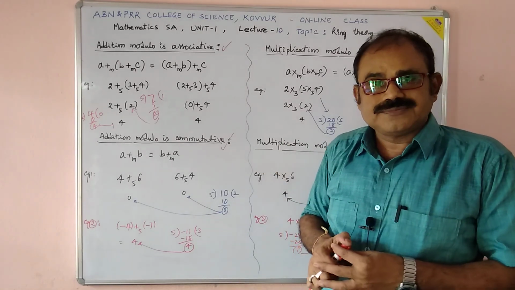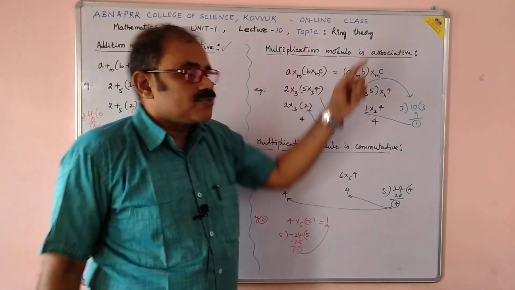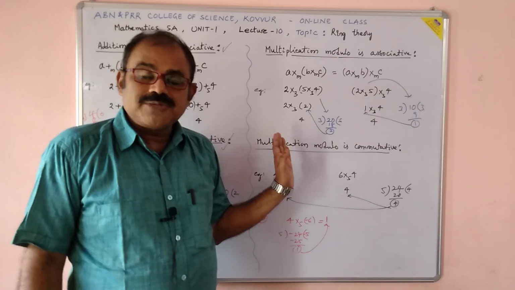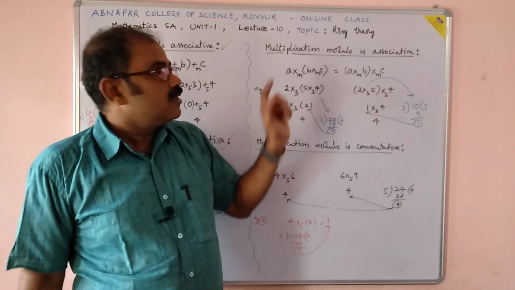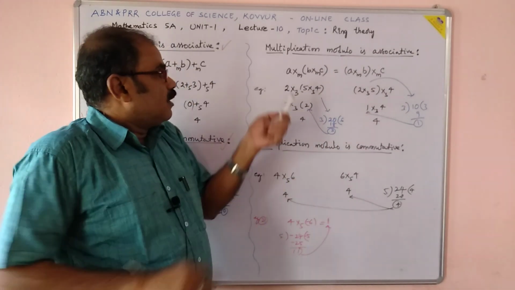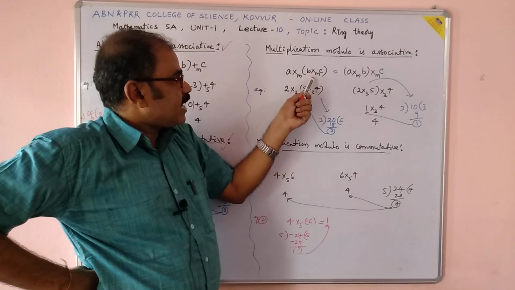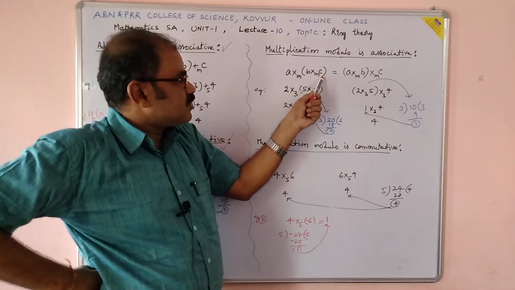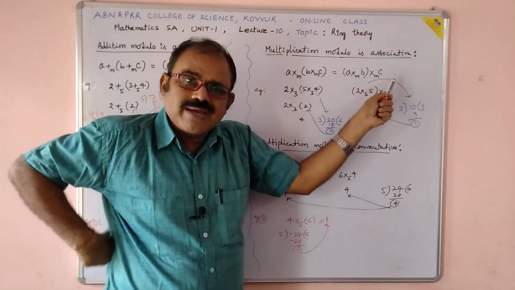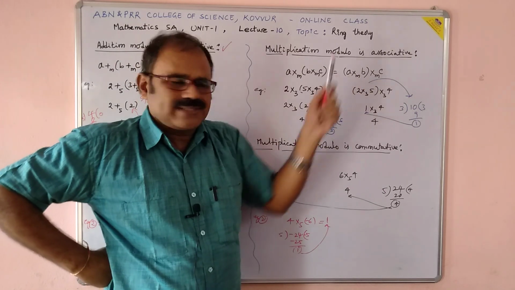We have agreed. Let us see whether multiplication modulo is associative or not, and whether multiplication modulo is commutative or not. First, let us see whether multiplication modulo is associative or not. A multiplication modulo m (B multiplication modulo m C) should be equal to (A multiplication modulo m B) multiplication modulo m C. A x (y z) is equal to (x y) z.